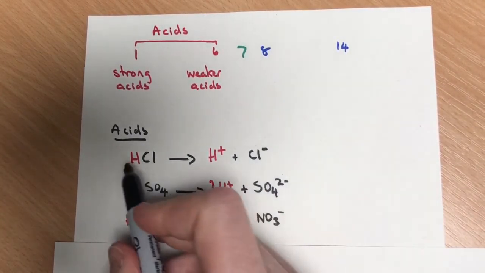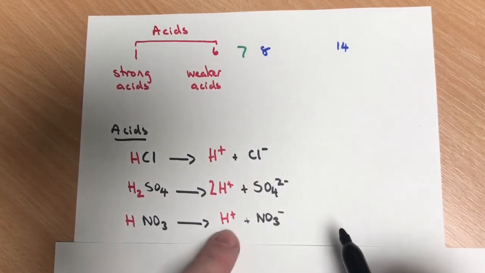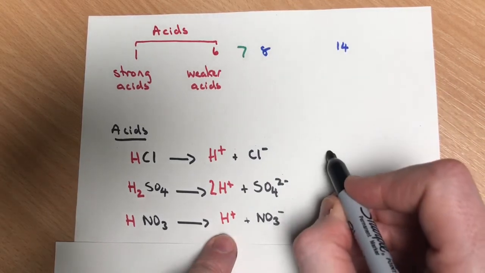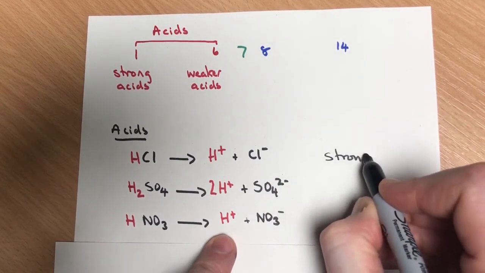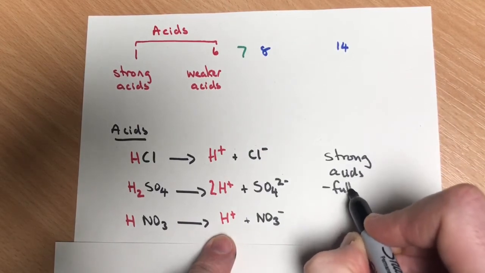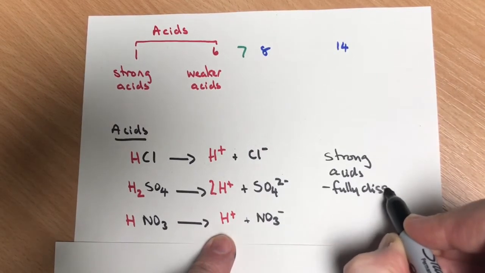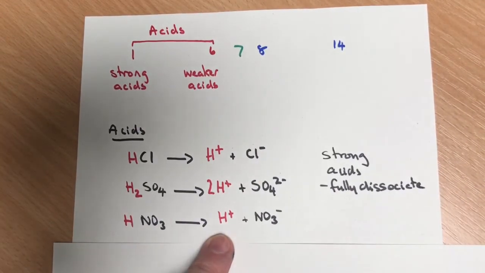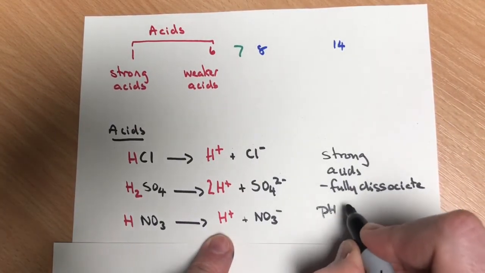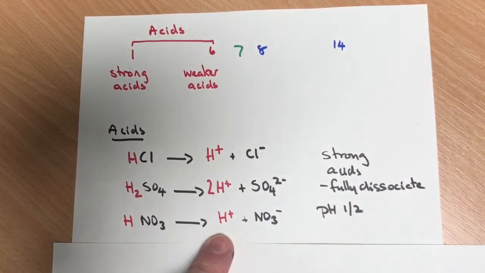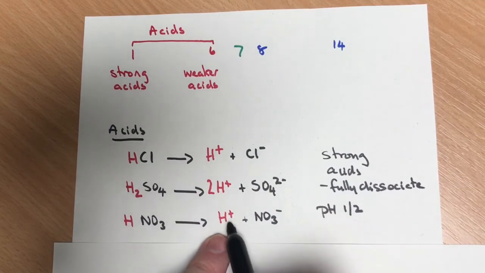These acids, because they fully dissociate, that means they fully split, are identified as strong acids. Remember, dissociate just means split. That will give them a pH somewhere in the 1 or 2 range, because they're strong acids, fully dissociate, and they're going to produce lots of hydrogen ions when they do that.